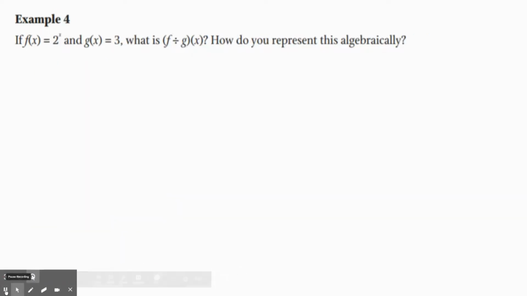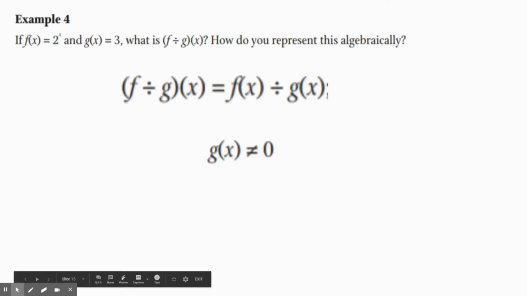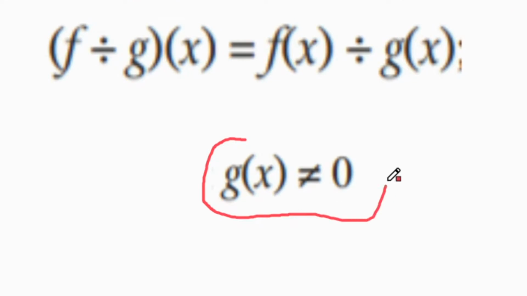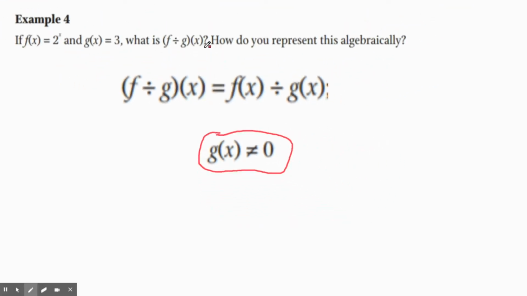Example 4 has f of x equal to 2 to the x, g of x equal to 3. What is f divided by g of x? The big deal with this one is you cannot divide by 0. So we have to be very careful that there's no case where g of x will be equal to 0. And we're in luck because it's just a constant number of 3, and 3 is not 0. So we're going to be fine with this one.